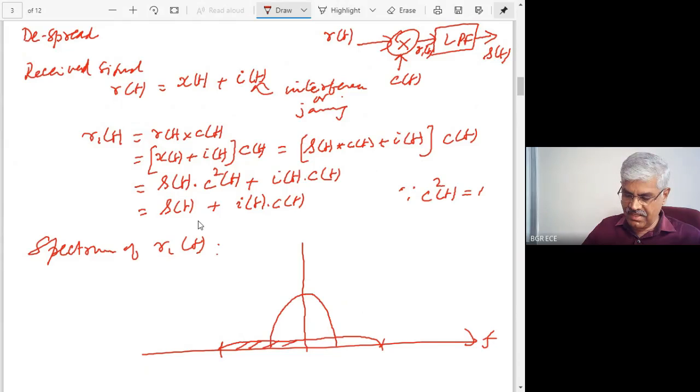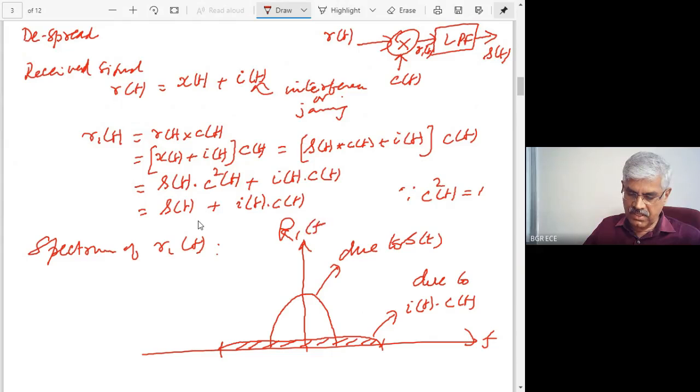So this is due to I of t and c of t, and this is due to s of t. This is the spectrum R1 of f, let us say. So this part of it is due to s of t. This spectrum is due to I of t into c of t. So when I pass this through a low pass filter, the output of the low pass filter will be this. This is the low pass filter bandwidth, from minus W to W, whereas this one is W_ss, the spread bandwidth.